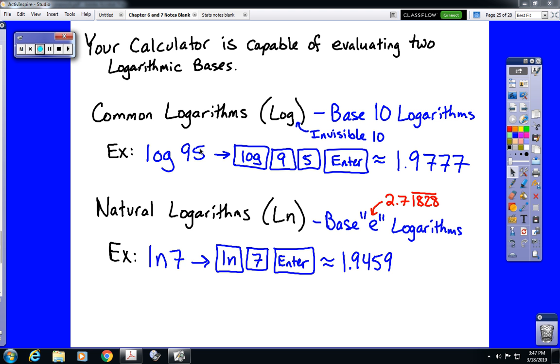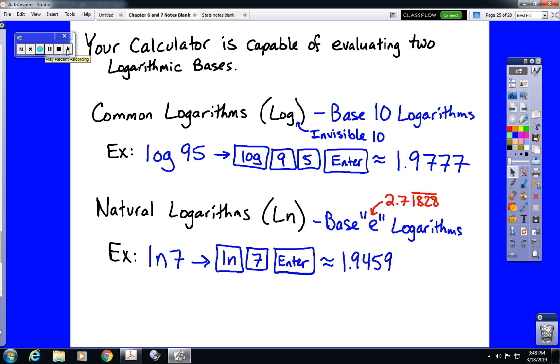So what we've gone through so far is how to convert back and forth between exponential form and logarithmic form. We've also talked about how to evaluate a logarithm without a calculator. Again, all of those answers should work out nicely. And we've talked about what logarithms your calculator can do. Again, your calculator is capable of doing a base 10 logarithm using the log button and a base E or natural log using the ln button.